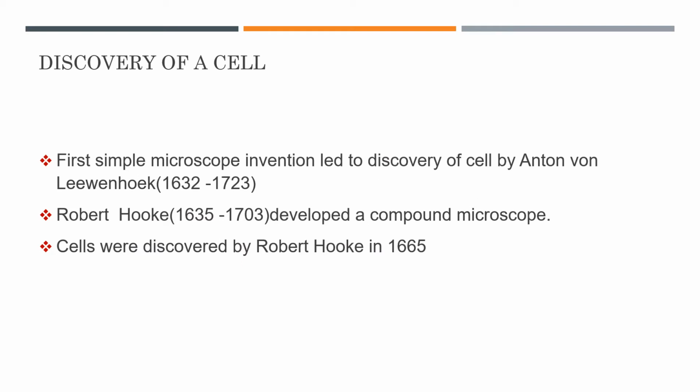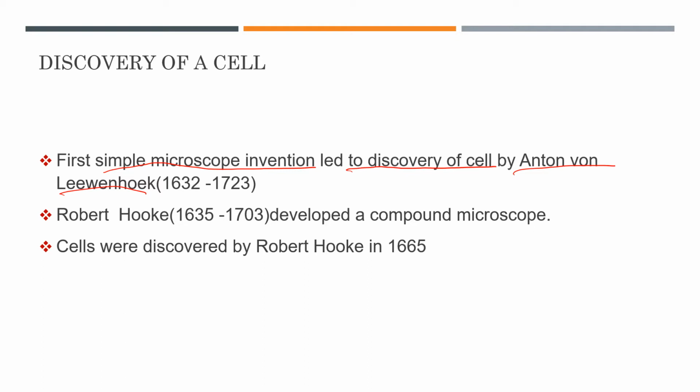So how was the cell discovered, or rather what is the discovery of the cell? First, the invention of the simple microscope led to the discovery of the cell by Anton von Leeuwenhoek. Between 1632 and 1723 he worked with a single biconvex lens, which was known as a simple microscope. Then he discussed the discovery of the first cell.